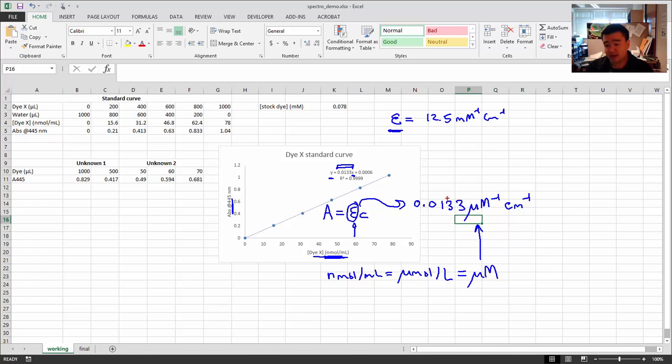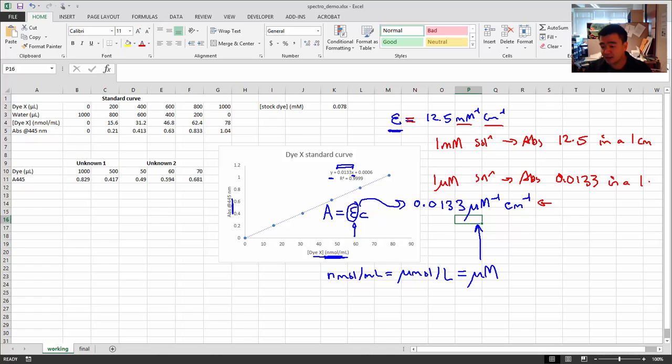Now the question might be, well, how do we convert between these? Okay, and the way is to actually ask about these extinction coefficients in English. So an extinction coefficient, when it's expressed in per millimolar per centimeter, means that a 1 millimolar solution will give an absorbance of 12.5 in a 1 centimeter cuvette. What this extinction coefficient is telling us is that a 1 micromolar solution will give an absorbance of 0.0133 in a 1 centimeter cuvette. And this makes perfect sense, because a 1 millimolar solution is 1,000 times more concentrated than a 1 micromolar solution.